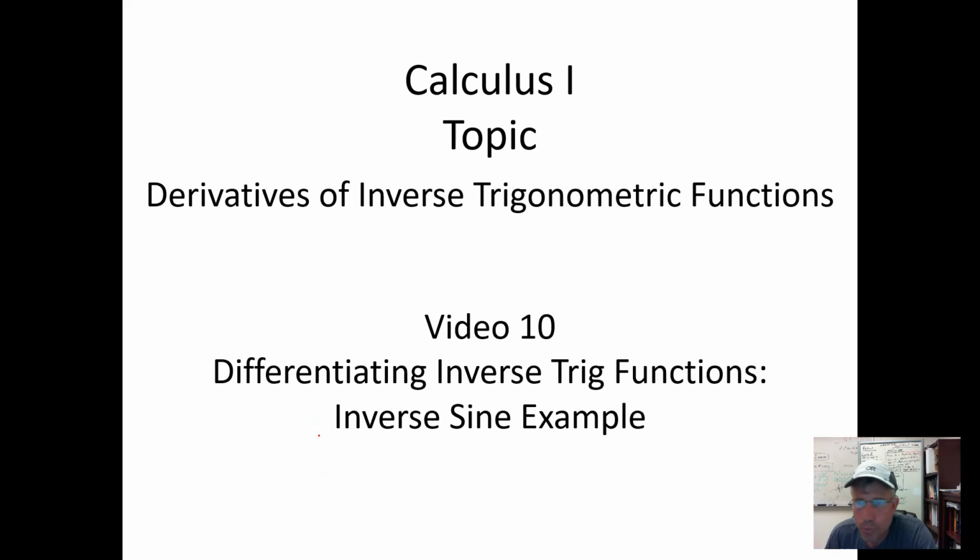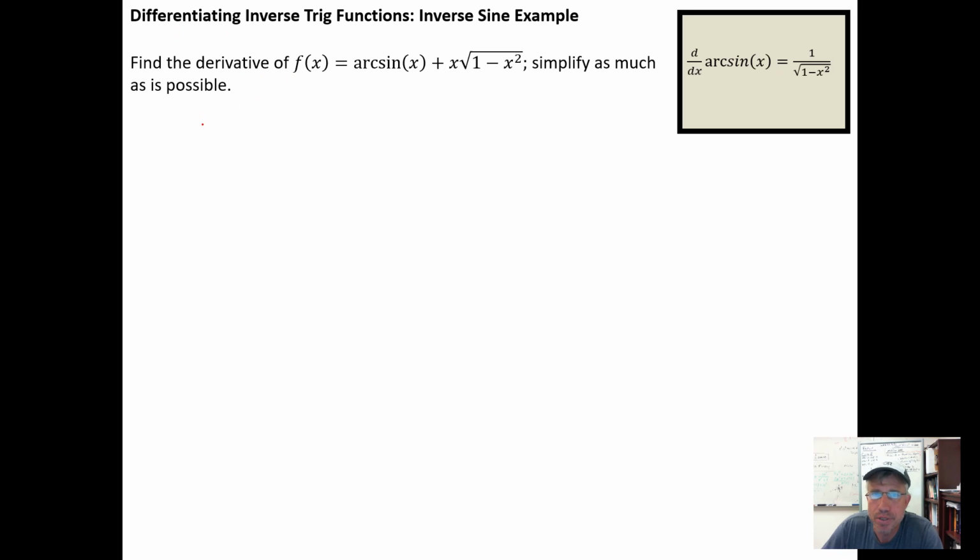So in this video, we're going to work through an example of differentiating a function that involves an inverse sine. It says find the derivative of f of x equals the arc sine of x plus x times the square root of 1 minus x squared. So this is actually in some sense a simpler example than the previous ones, but there is some simplification that's required, and so that takes a little bit of algebra, and that's why this particular example has been included.